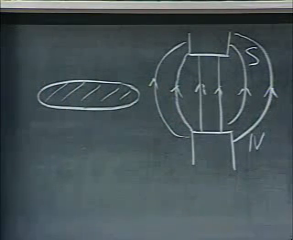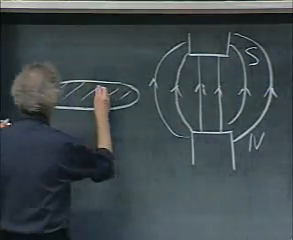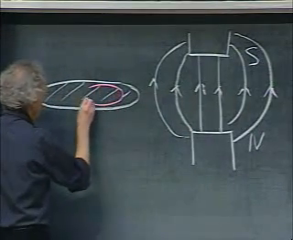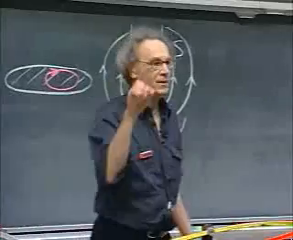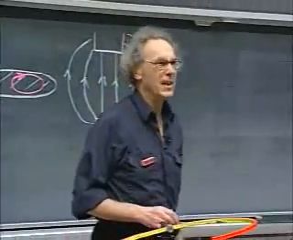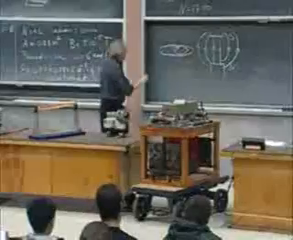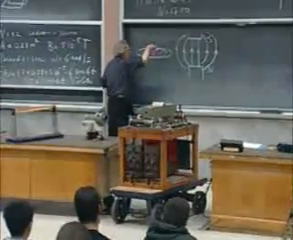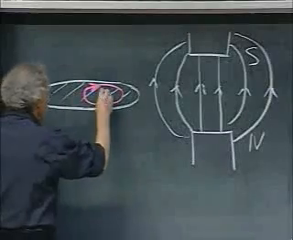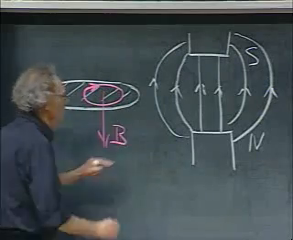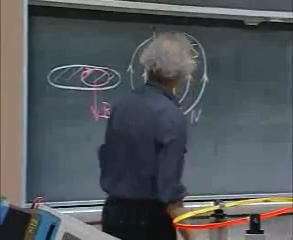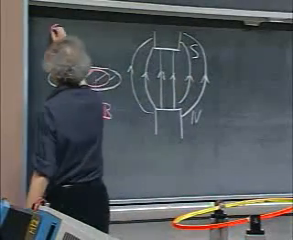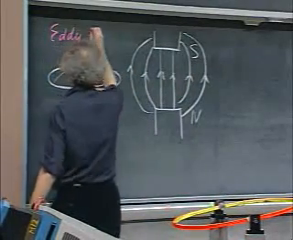Lenz doesn't like that. Faraday doesn't like that. And so what's going to happen, a current is going to go around now like this. It's not so easy to precisely determine how that current exactly flows. But this current will be seen from above clockwise, so that it produces a magnetic field in this direction to oppose the change in magnetic flux. And we call these currents eddy currents.